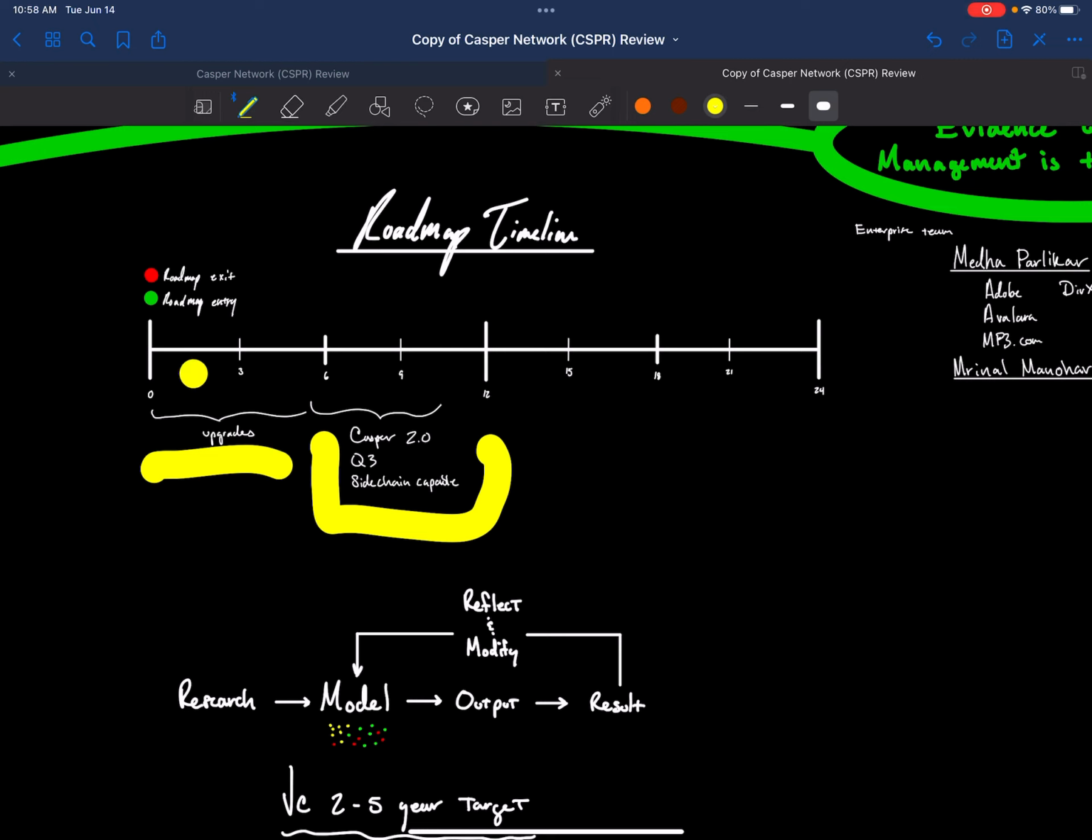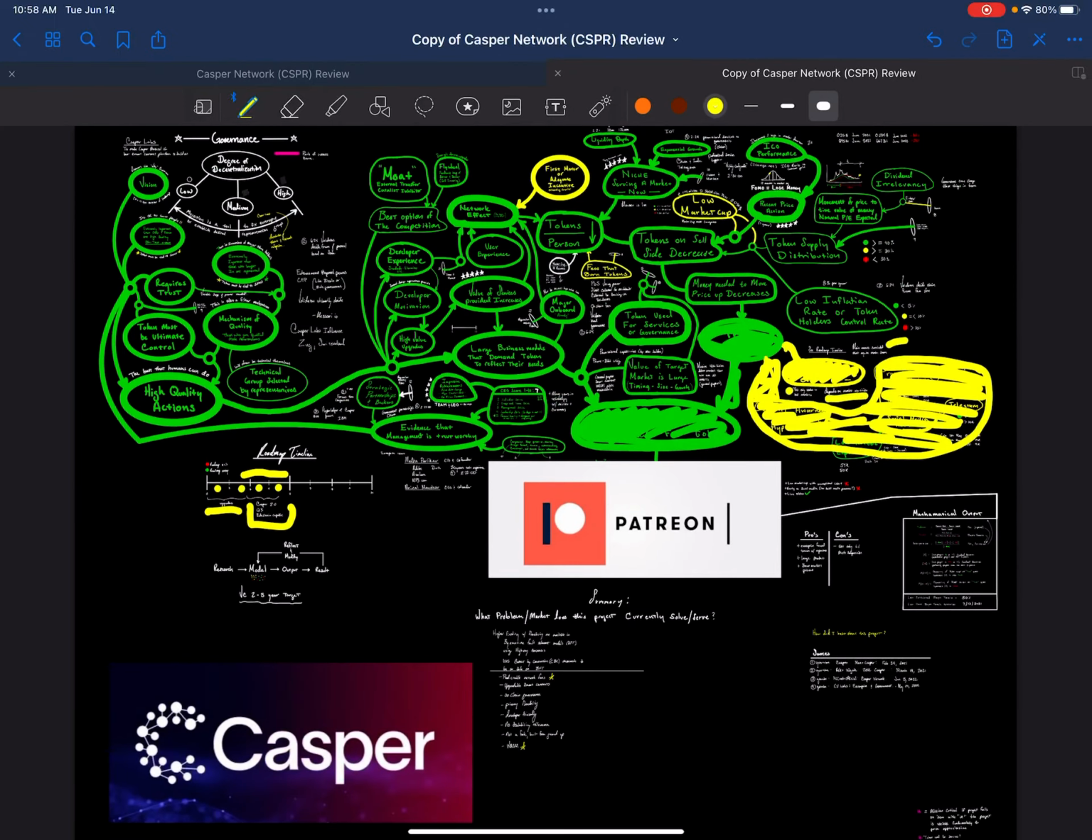They're moving to Casper 2.0 in Q3, within the next several quarters. This is each a quarter in the year, a 3-month period. And so in about 6 months, towards the end of the year, we can expect Casper 2.0, which is going to have side chains. It's just upgrades to what it's capable of doing, side chains, etc.